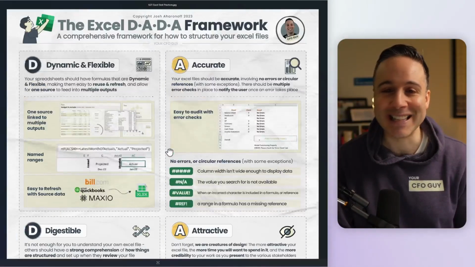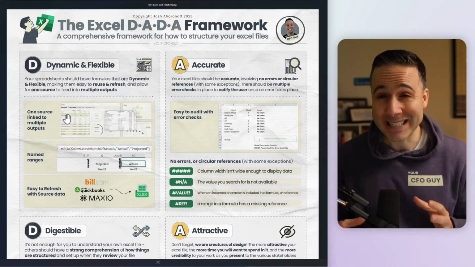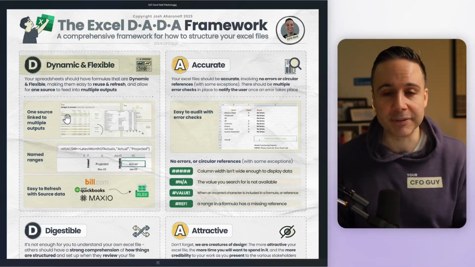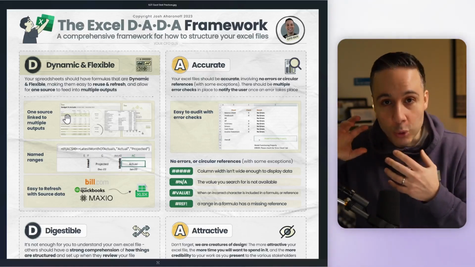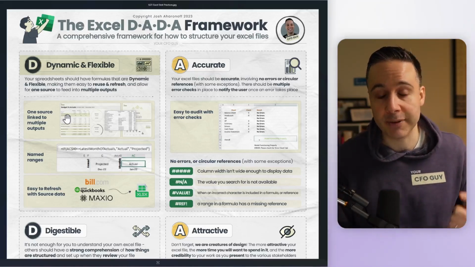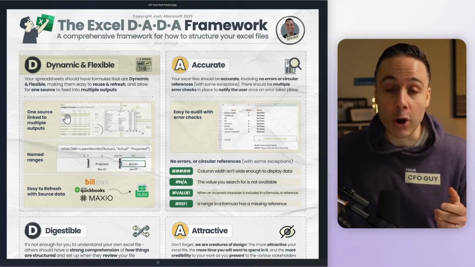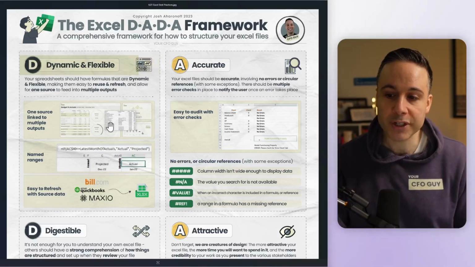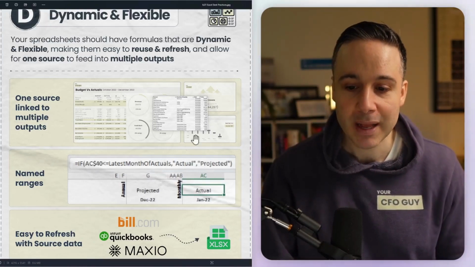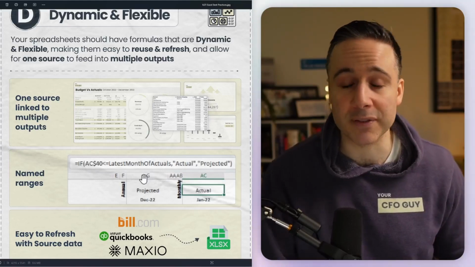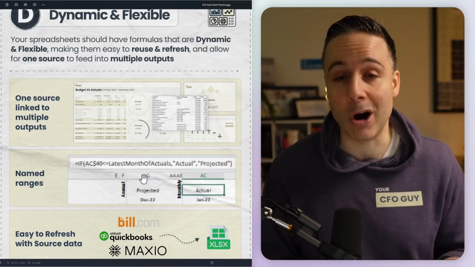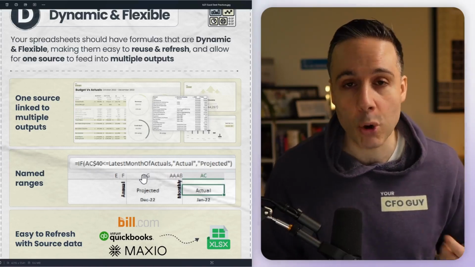But I want to first start with talking about my philosophy in how to structure your Excel files as a whole. And it starts with what I coined the Excel DADA framework. The first D in the DADA framework stands for dynamic and flexible. The idea is that you should have source tabs. And when those source tabs get refreshed with actual information each month, say from your accounting system, the output tabs should then automatically be updated. So one source can potentially be linked to multiple outputs. I like to also include named ranges in my models, especially for understanding when is the latest month of actuals, so that any formulas that depend on the latest month of actuals will automatically update when that changes.